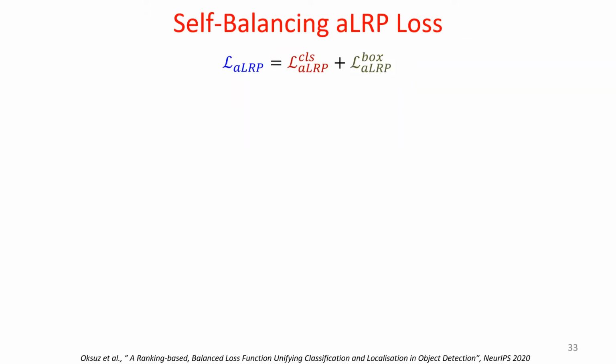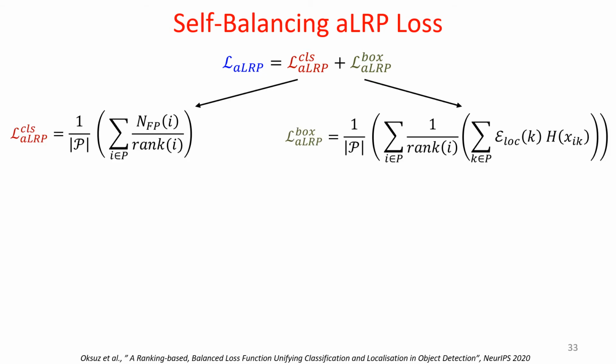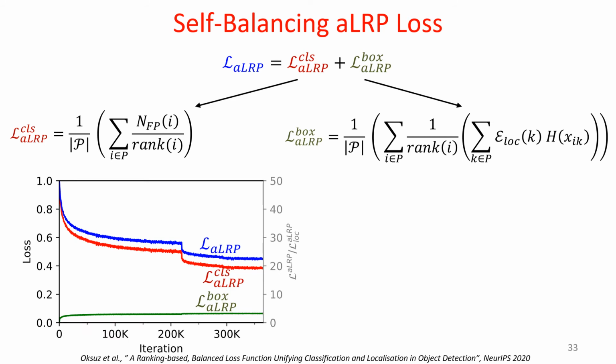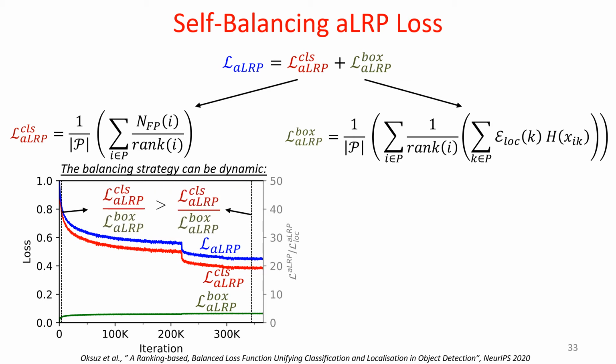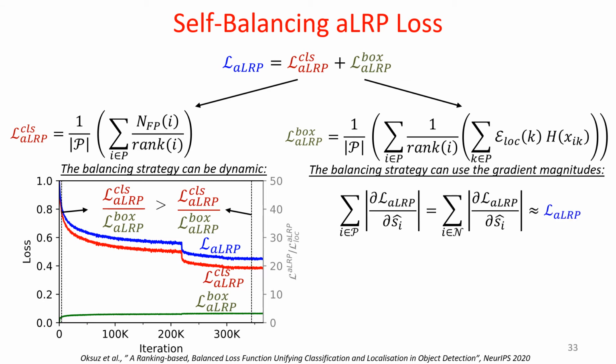Since LRP error assigns a localization error only if an example is a true positive, the localization branch is hardly trained, especially in the beginning of the training. To show that, average LRP loss can be split into classification and localization parts. The figure on the screen presents their trends during training. Note that in the beginning of the training, the classification part dominates the bounded range of average LRP loss, which is between 0 and 1. Also, the ratio between classification and localization parts varies throughout the training. Moreover, the sum of the gradients in the classification branch approximates the loss value.